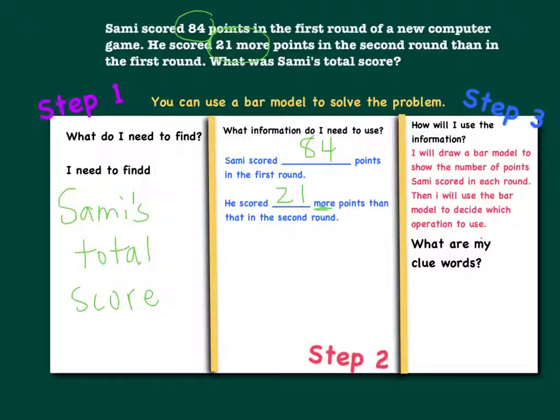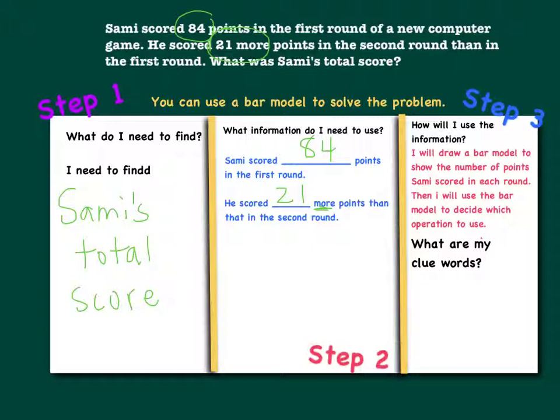How am I going to use the numbers and the information that I pulled? Well, I can do it a number of ways. I can draw pictures, I can write out equations, but in this one, I'm going to draw a bar model to show the number of points that Sammy scored in each round. Then I will use the bar model to decide which operation I'm going to use.